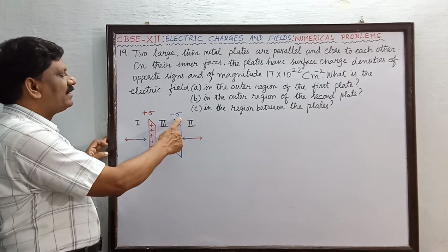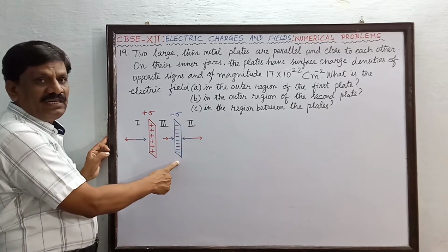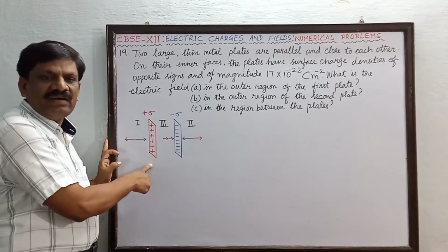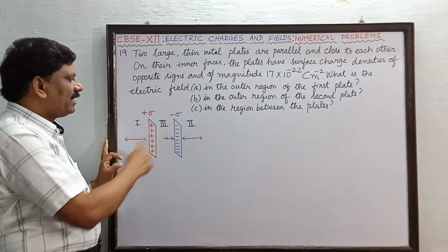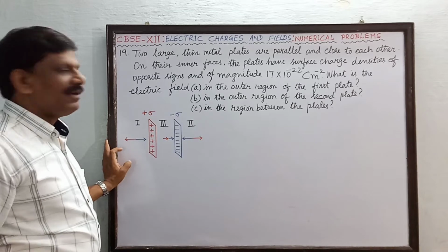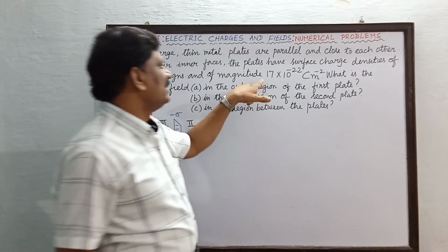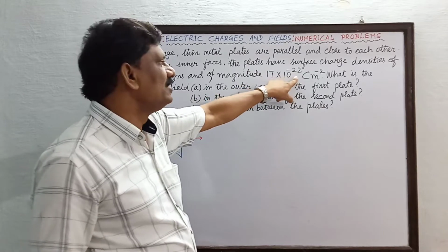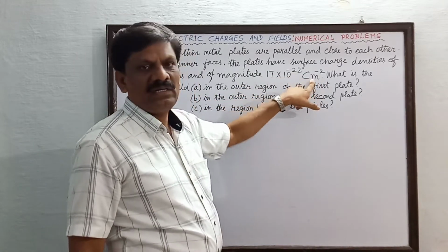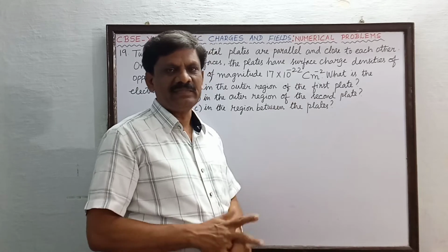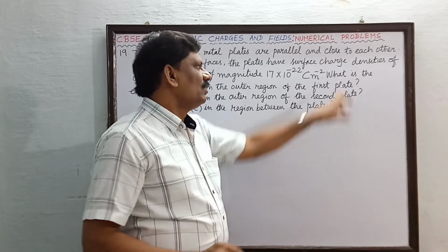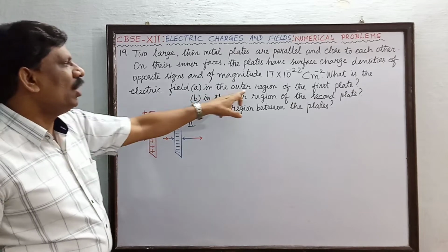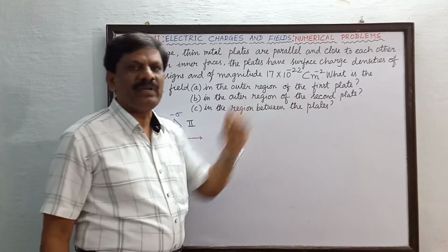That means one plate is negative charge, the other plate is holding positive charge. So minus sigma is the surface charge density of the second plate and plus sigma is the surface charge density of the first plate. So they have the magnitude of the surface charge density as 17 into 10 power minus 22 coulomb per meter square. Okay, what is asked here? There are three subdivisions. What is the electric field in the outer region of the first plate?